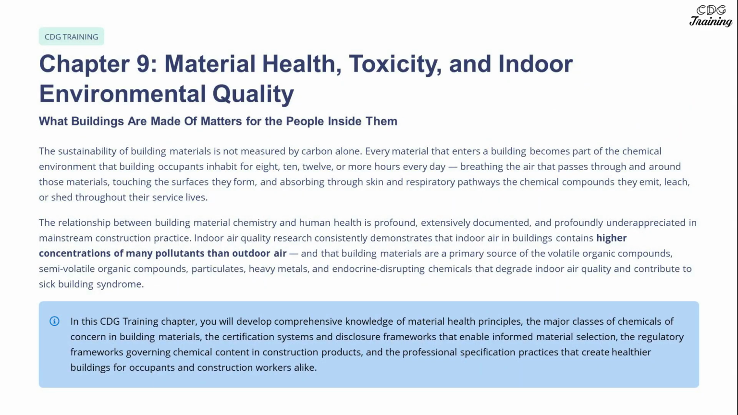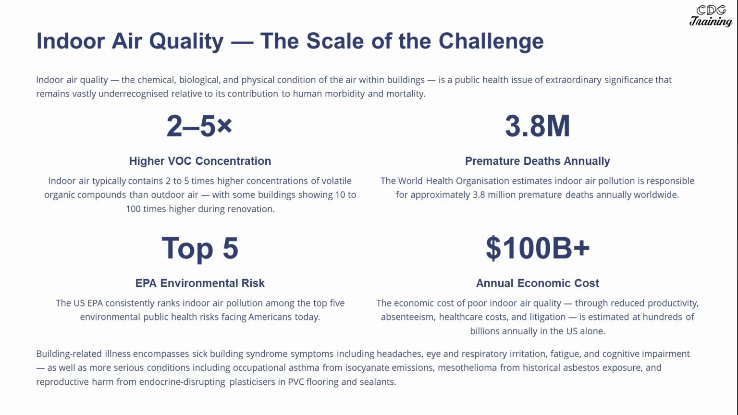Understanding the materials that make up our buildings is crucial for health and safety. This chapter explores the impact of building materials on indoor environmental quality, focusing on how they affect the health of occupants and construction workers. Indoor air quality is a significant public health issue, with higher VOC concentrations and premature deaths linked to poor air quality. The economic cost of poor indoor air quality is substantial, highlighting the need for better building practices.